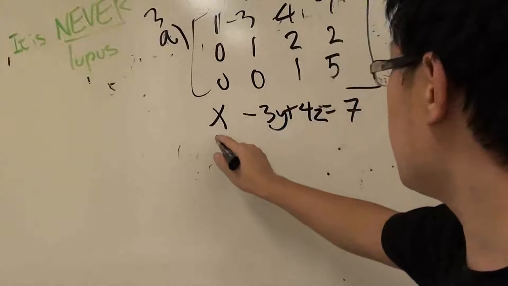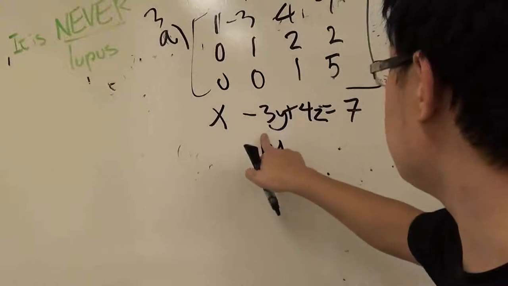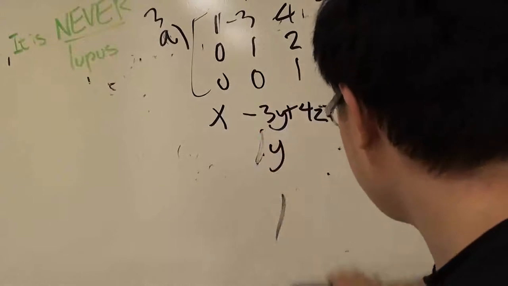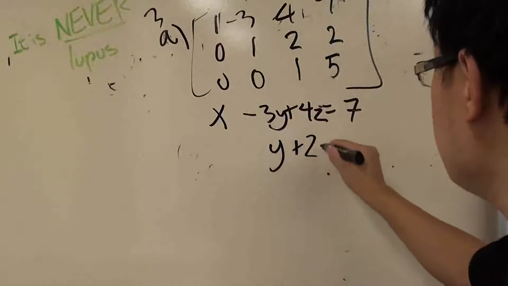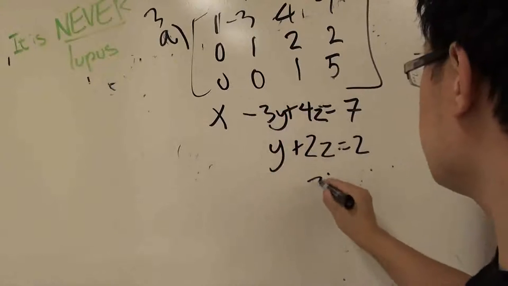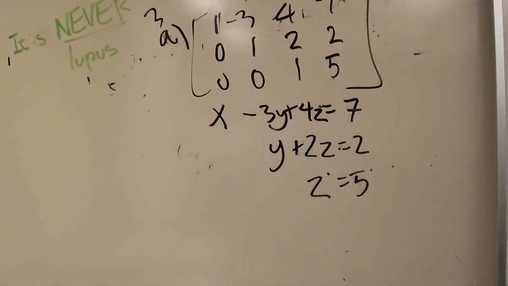So this one is 0, so we don't write anything. 1y, or just y. This is a really good pen. Good marker. Okay, anyways, y plus 2z equals 2, and 0, 0, so none of them exist. So z equals 5. So that's pretty easy to do.